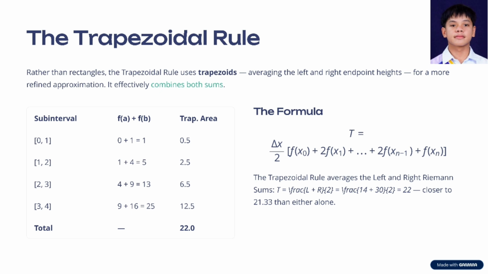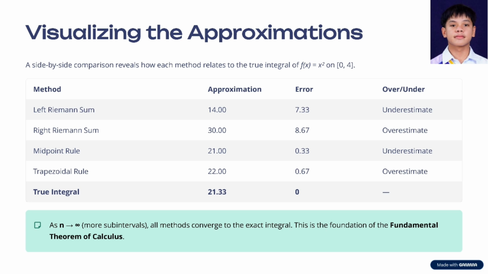As we increase the number of subintervals, all these methods become more accurate and eventually approach the exact value. This idea is the foundation of the fundamental theorem of calculus.